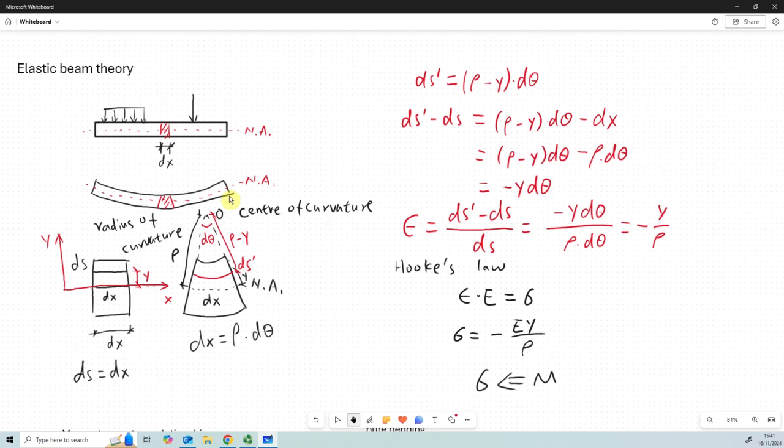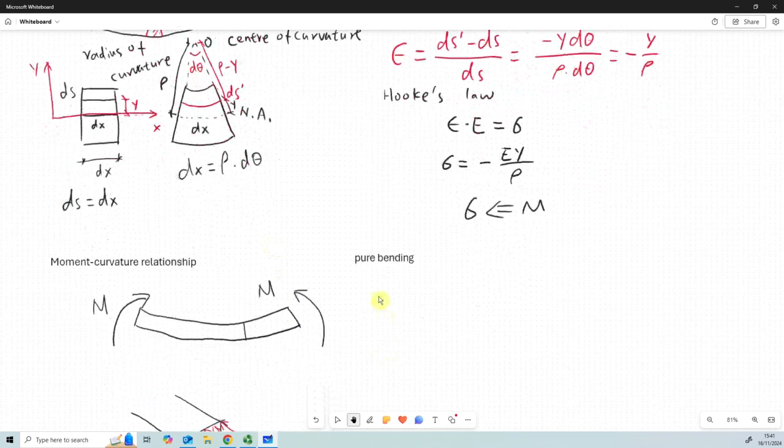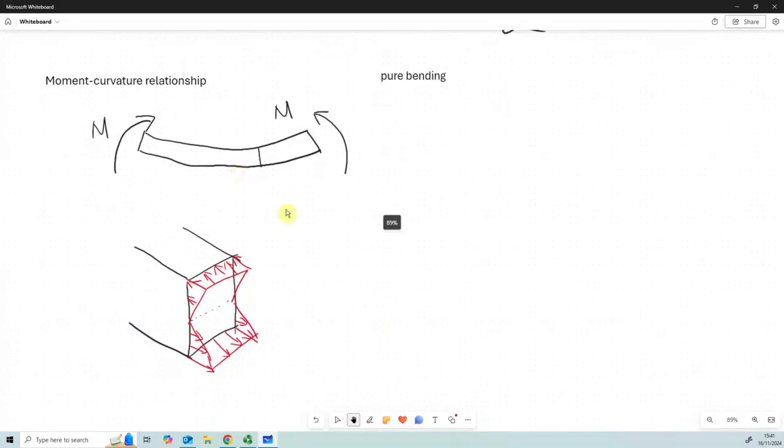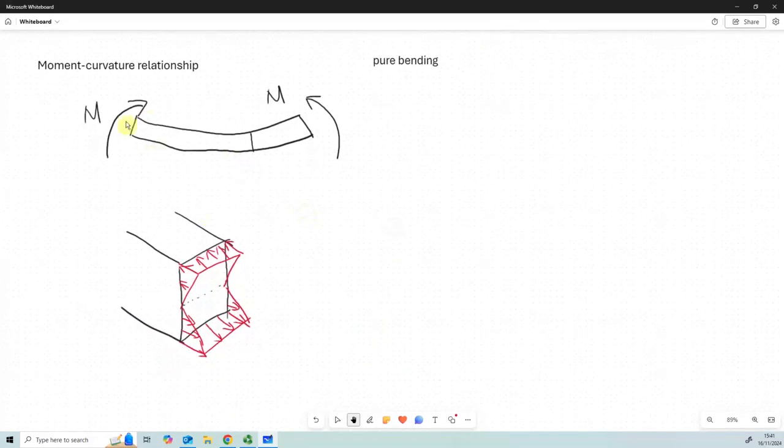So it is negligible most of the time. So here we only consider the deflection due to bending. So we call this pure bending. Here we have a beam segment and two bending moments. This bending moment is positive based on the sign convention. We call this pure bending.